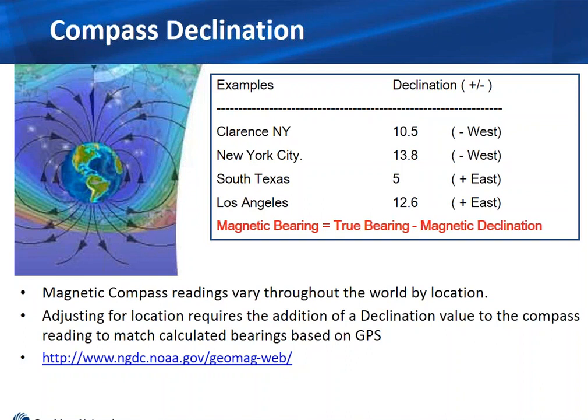that formula right there. And if you're looking to find out what your declination is, NOAA, the National Oceanic and Atmospheric Administration, has a very nice website that allows you to do that.